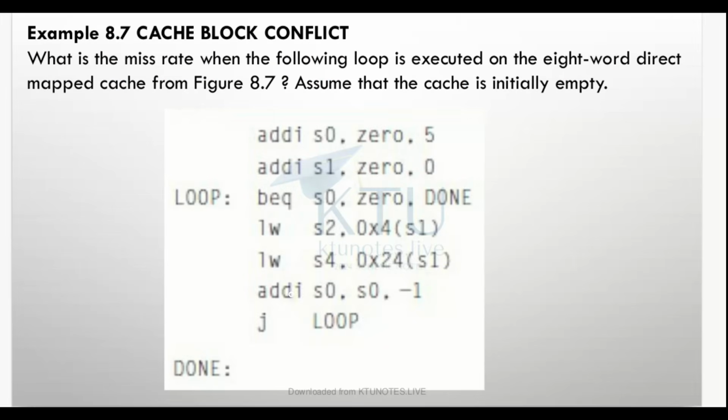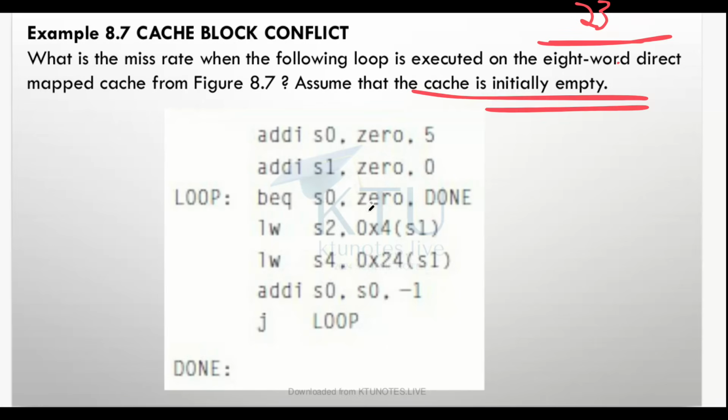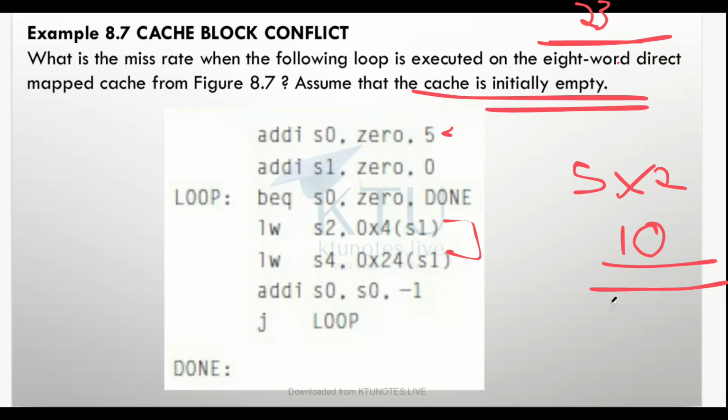Now if you see this question, what is the miss rate in the following loop? The cache is initially empty. Here also it is an 8-word direct-mapped cache, that is 2 raised to 3 blocks. Now we are accessing the data in 2 locations. Again the number of iterations is 5, but the total accesses are 5 into 2. Only 2 loads are there, so total memory accesses are 10.